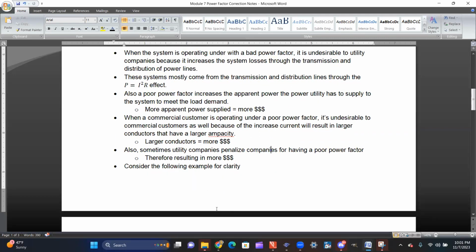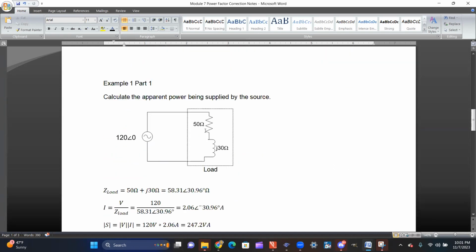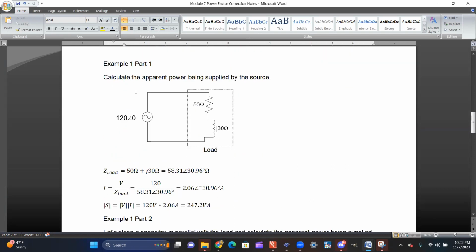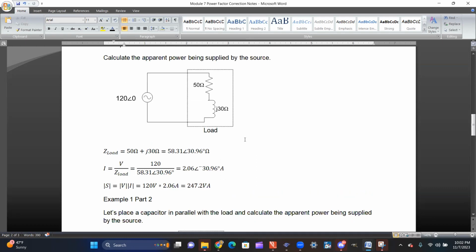So let's take a look at this next example. The example wants you to calculate the apparent power being supplied by the source. One way you can do it is to calculate the total impedance. Right now, it's just the load right here. This is a 50 ohm resistor and a 30 ohm inductor.